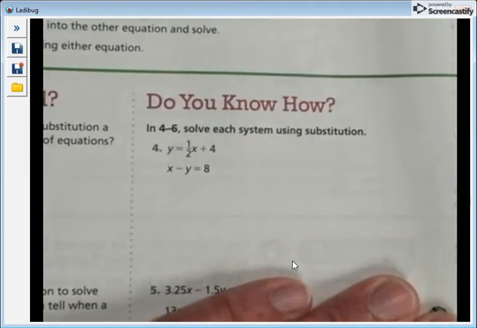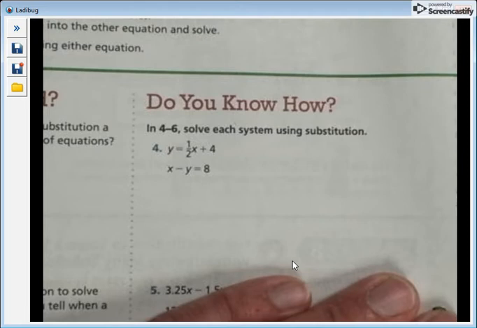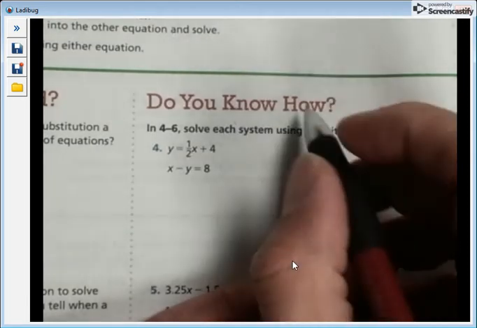Well, hello guys, this is Mr. Mock, and I wanted to do a couple problems to show you substitution. This is from topic 5.3, and we're solving a linear system.